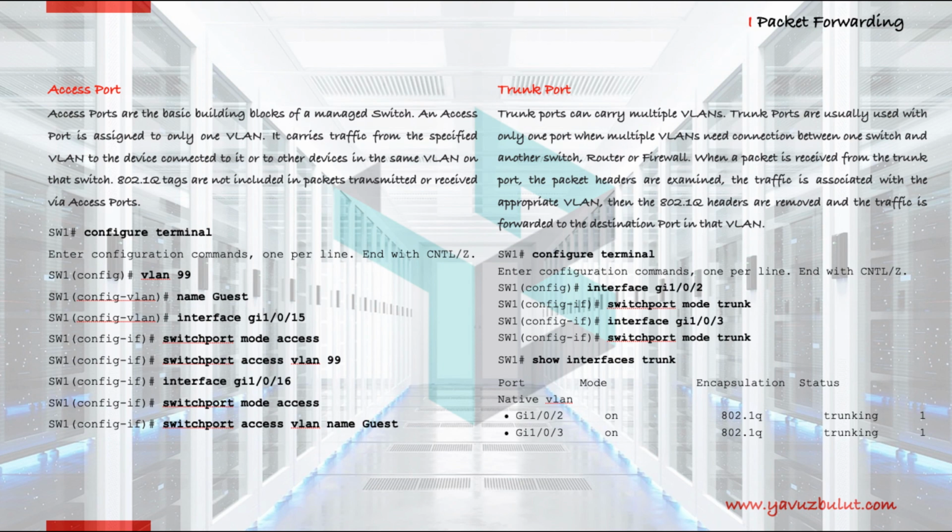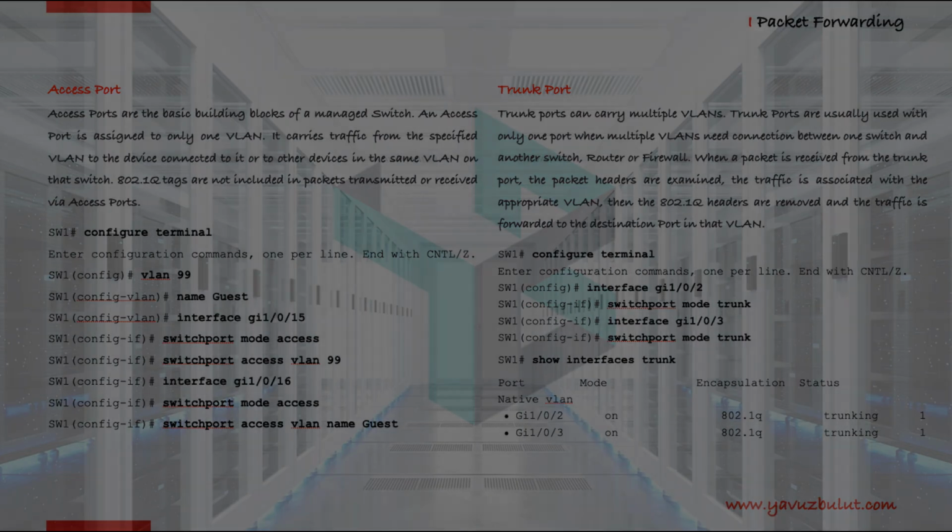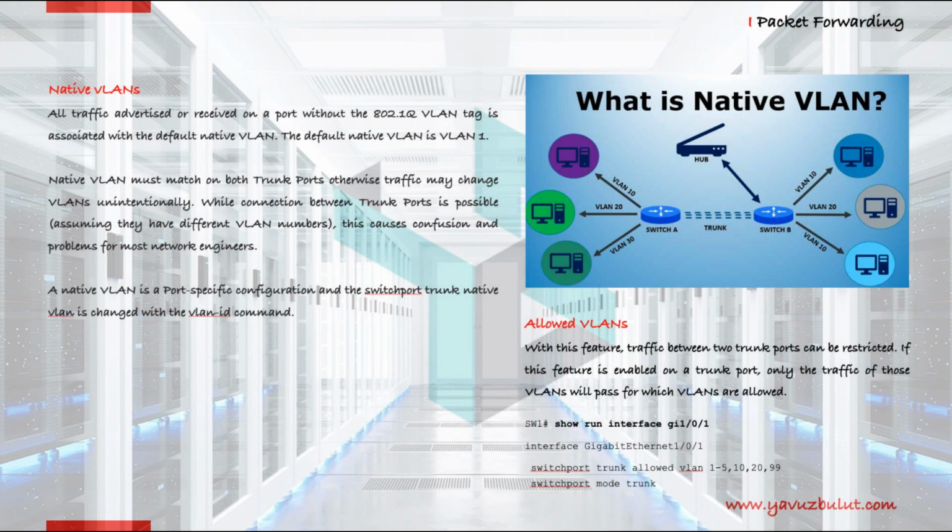Now let's talk about the trunk port briefly. Trunk ports are usually used when we need a connection of multiple VLANs between one switch and another switch, router or firewall. When a packet is received on the trunk port, the packet headers are examined, the traffic is associated with the appropriate VLAN, and then the 802.1Q headers are removed and the traffic is forwarded to the destination port on that VLAN. Now let me briefly talk about native VLAN.